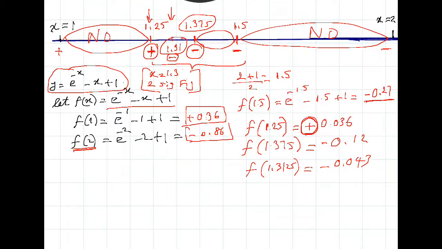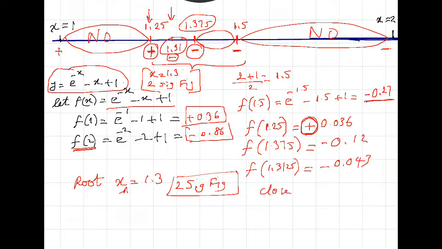Okay, so the root is at x equal to 1.3, and that is accurate to two significant figures. And that is the answer using the bisection method, which is close enough to the actual value of 1.278.